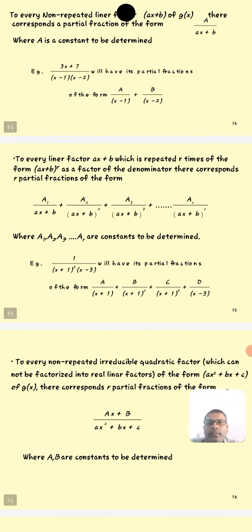Now we go to another method. To every linear factor ax plus b which is repeated r times, of the form ax plus b to the power of r as a factor of the denominator, there correspond r partial fractions of the form A1 by ax plus b plus A2 by ax plus b whole square plus A3 divided by ax plus b whole cube plus so on, Ar divided by ax plus b to the power of r, where A1, A2, A3, Ar are constants to be determined.